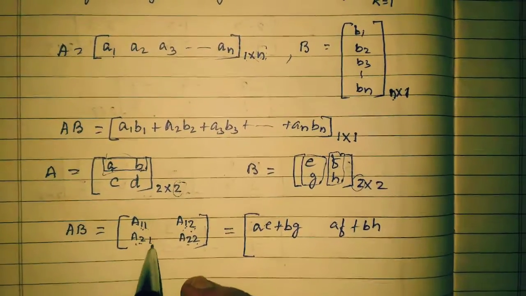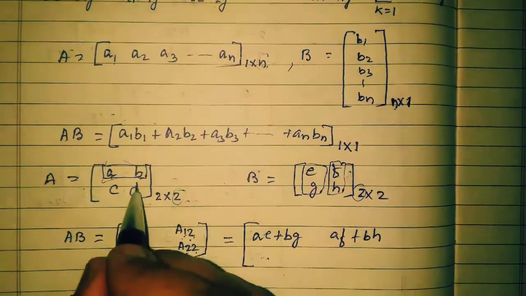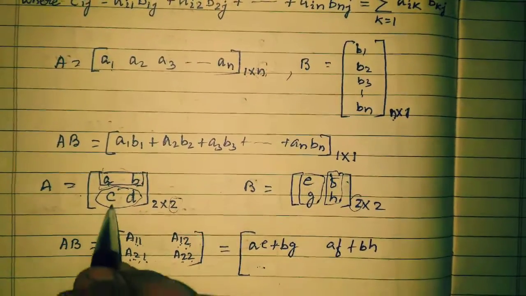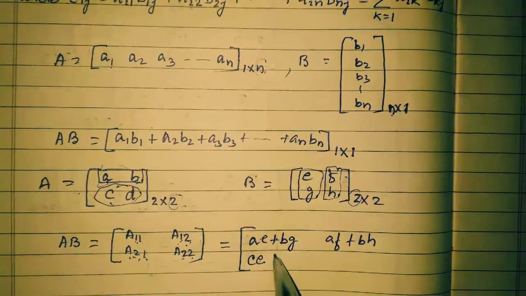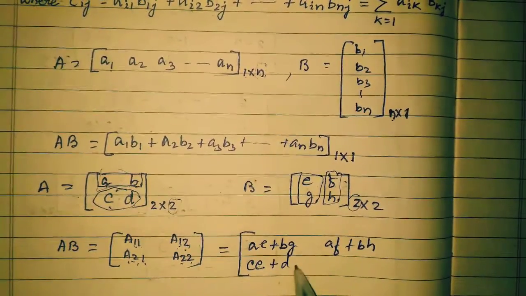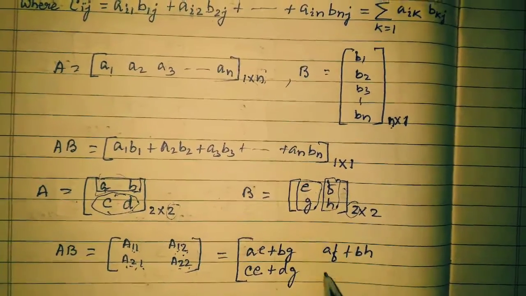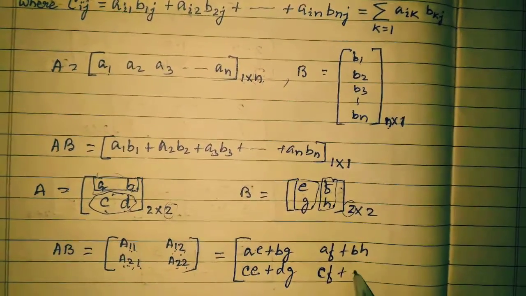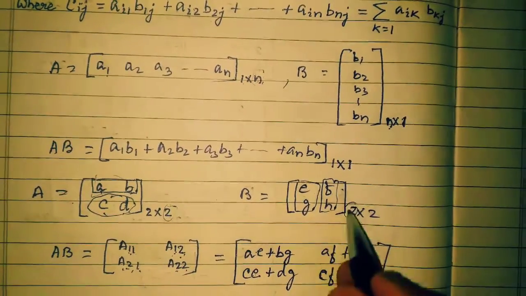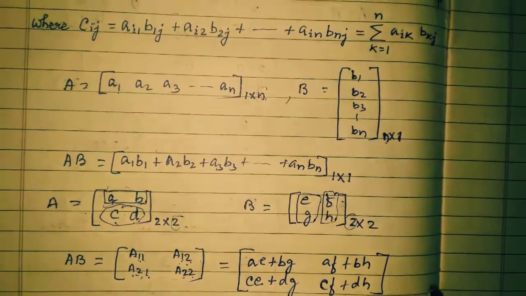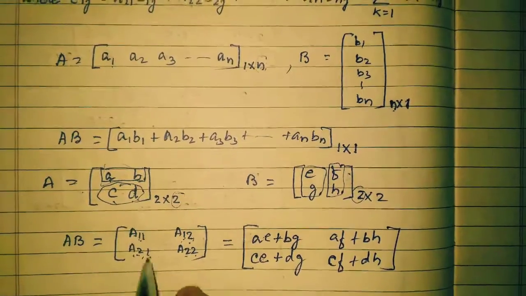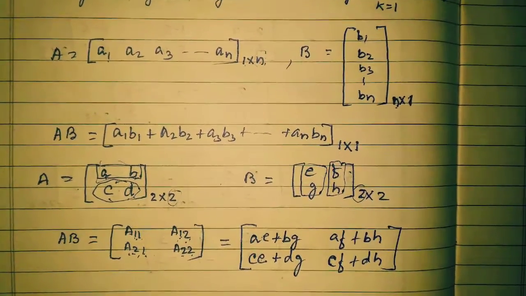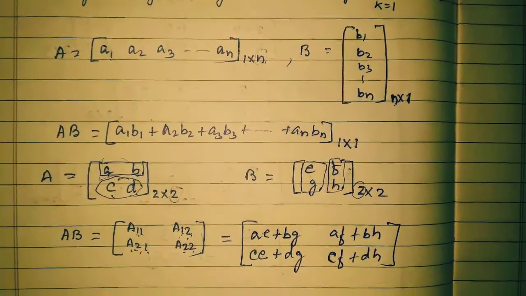Similarly A21 means this element, the second row, so second row and first column of the second matrix. So it is coming C into E, CE plus D into G, DG. Similarly A22 is coming C into F, CF plus D into H, DH, because this is second row and second column element. So this way, students, you multiply. If you write like this and then multiply, then your multiplication will be easy and no error will be there. So easily you can multiply.